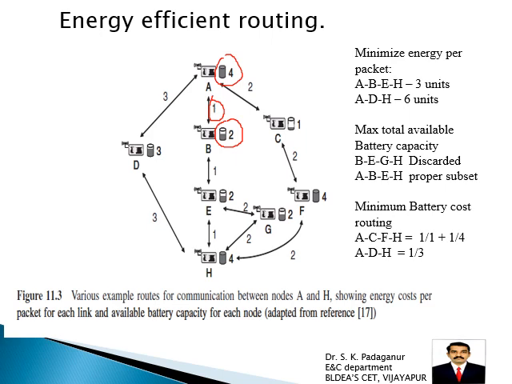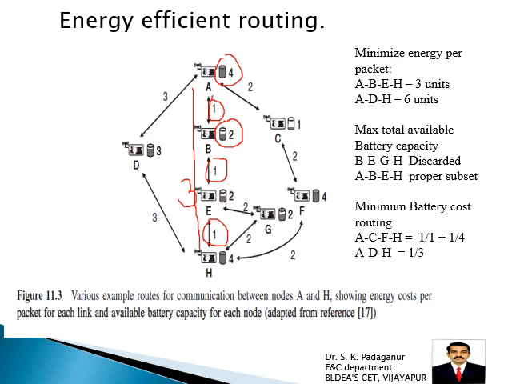So how can we minimize? Looking at the diagram, in the example, the minimum energy route is ABEH. This is the minimum energy route because the distance between A and B is 1, between B and E is 1, and between E and H is 1, total 3. So 3 units from A to H if you select ABEH.